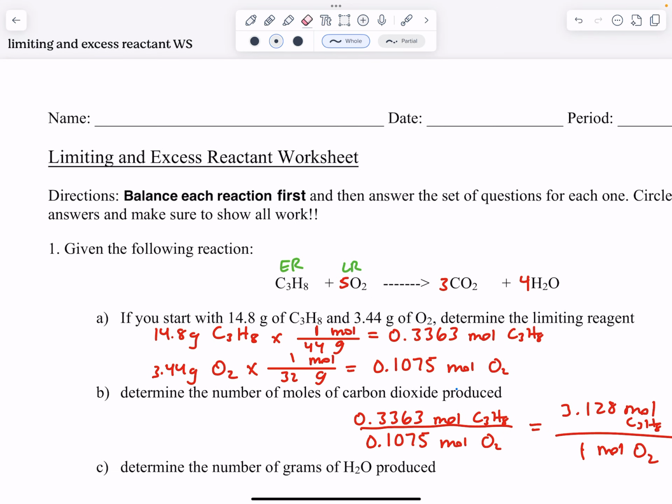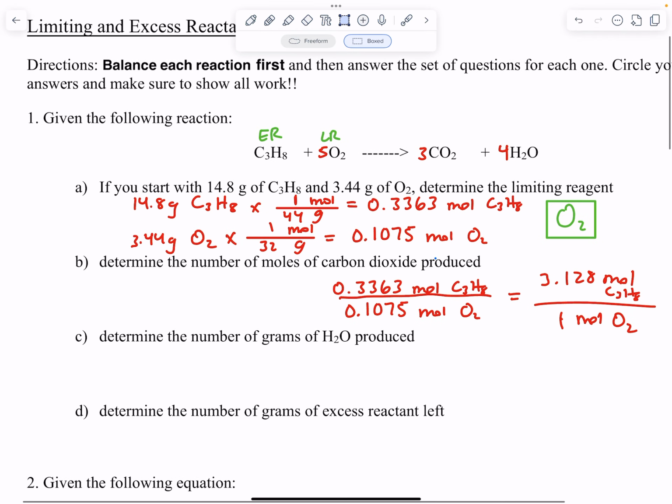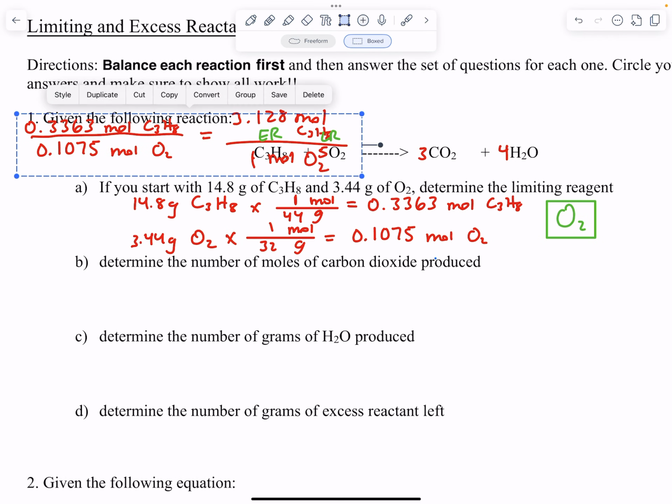So now that I can identify who my limiting reactant is, I will just put this over here. I'll leave my work for A, and I'll just put O2 as my limiting reactant. Same exact thing. And then I guess I'll just move this over here.